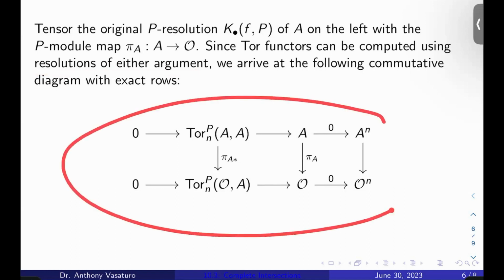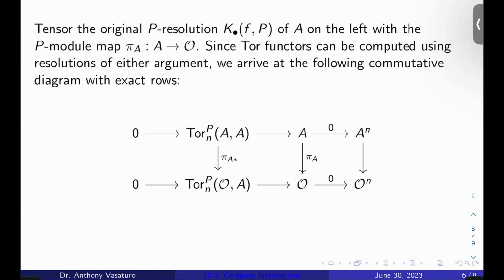And so we get the following commutative diagram with exact rows, which looks pretty similar to the one we had above. So we have 0 to Tor Pn A to A to the n, and this last map here is 0. This is just the standard kind of map that you get after you tensor. And then we get 0 to Tor Pn OA to O to the n, and this map here is again 0. This map here is the same pi sub a star from the previous diagram, and this map now is pi sub a. Okay, and this map here is actually pi sub a just in each coordinate.